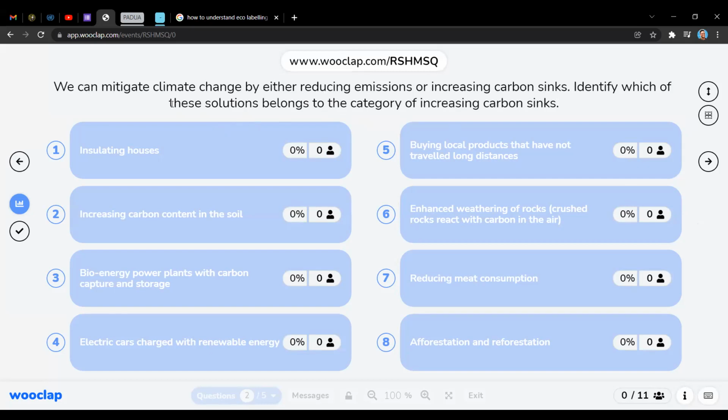Okay, so it's saying we have two ways to mitigate climate change. Either we reduce emissions or we increase carbon sinks. So the question is, which of these options here, there are 8, belong to the category of increasing carbon sinks? Remember, we talked about carbon sinks and we talked about reducing emissions.